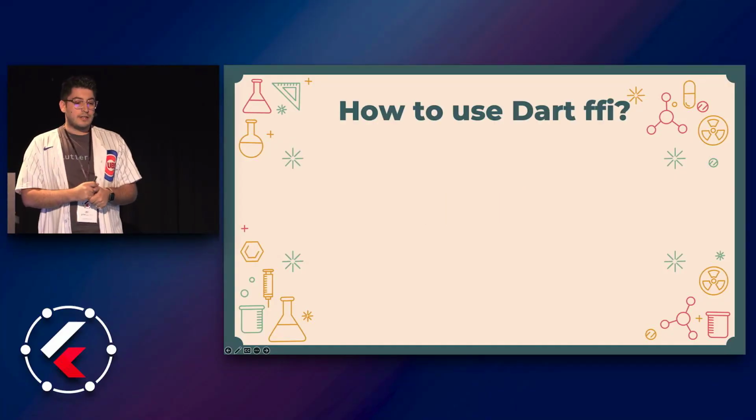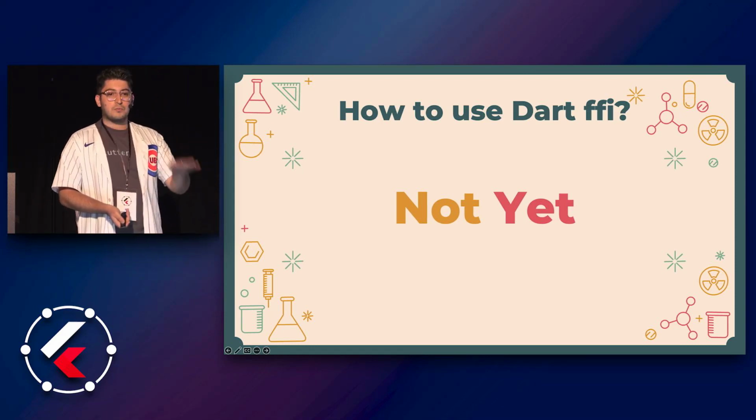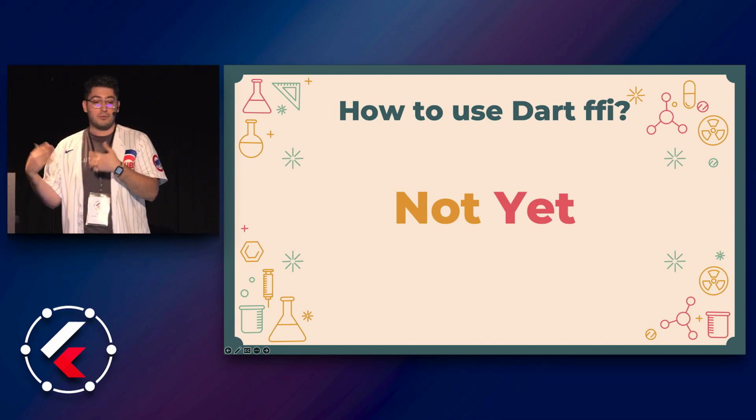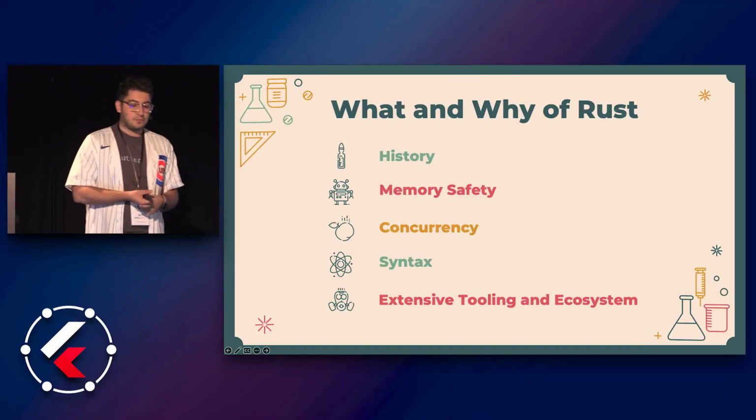So Dart FFI. You want to know how to use it? Not yet. We will now talk quickly about Rust before we move forward. Dart FFI is the tool that is going to give you all of these chances, all of these low-level bindings by using the Dart language to the low-level languages. We will show you in a second. First, Rust.